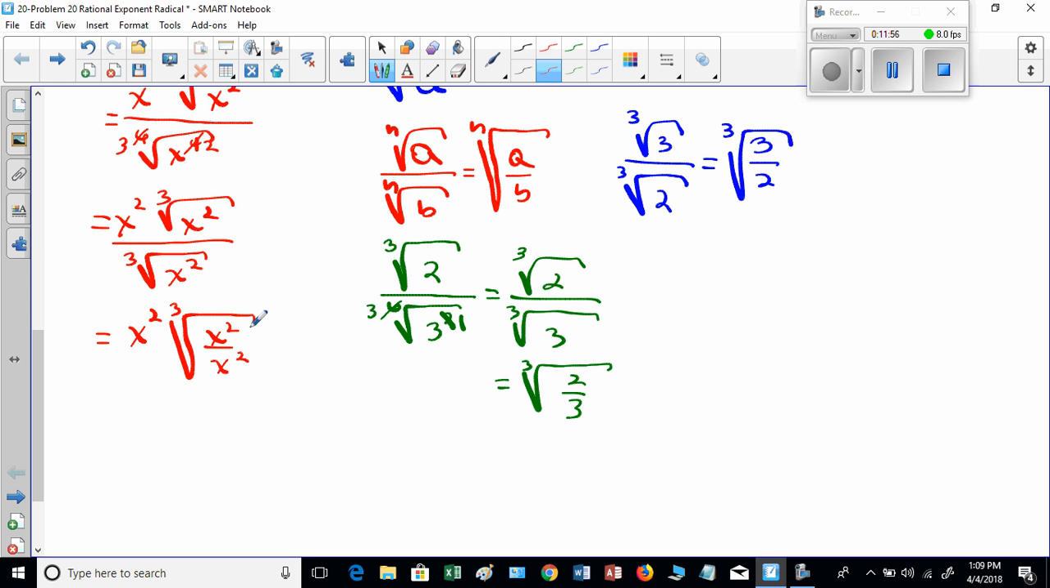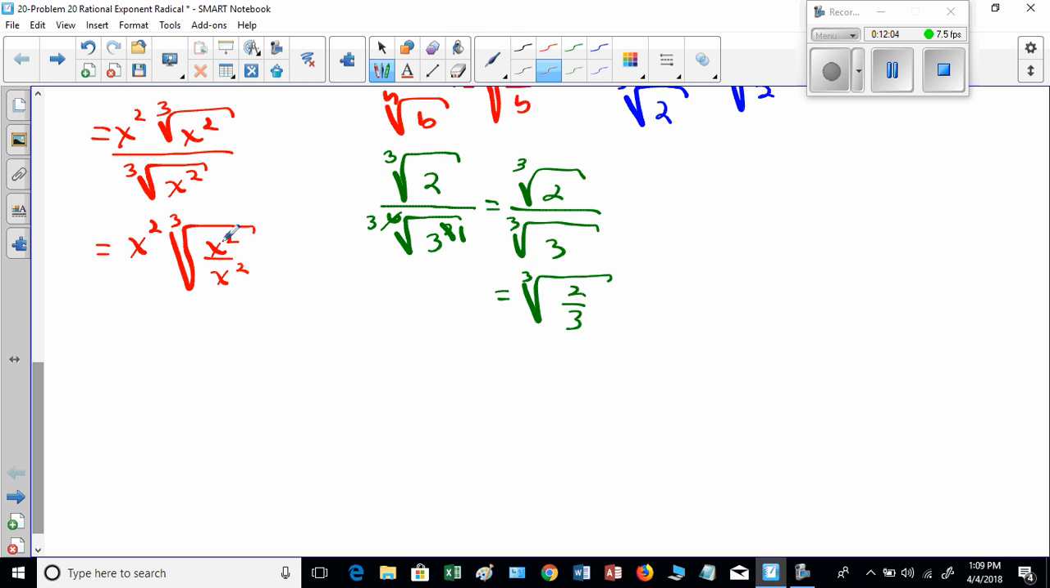Notice something here now. Inside the radical, before you calculate the cubic root of this expression right here, take a look at what you have inside the radical, which is your radicand. You have x to the second divided by x to the second. X to the second divided by x to the second is like dividing a number by itself. So this expression right here inside the radical is equal to the number 1. So I'm going to rewrite it again, and this is equal to x to the second, we haven't done anything with it yet, times the cubic root of the number 1.